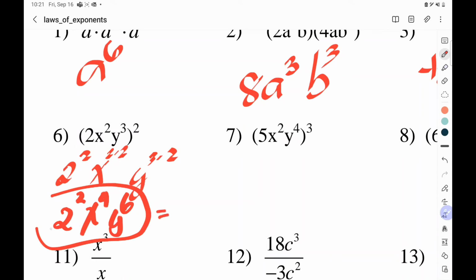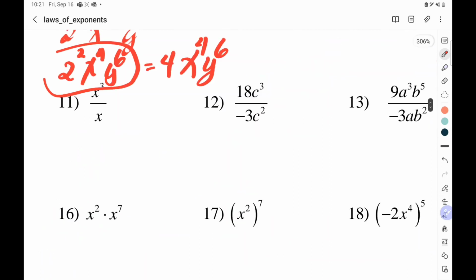We could also make it into 2 to the power of 2, that becomes 4 x to the power of 4, y to the power of 6. Let's try number 11 here.